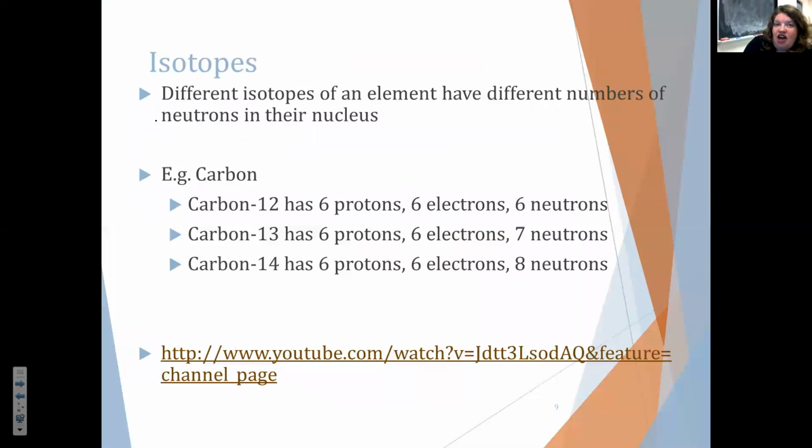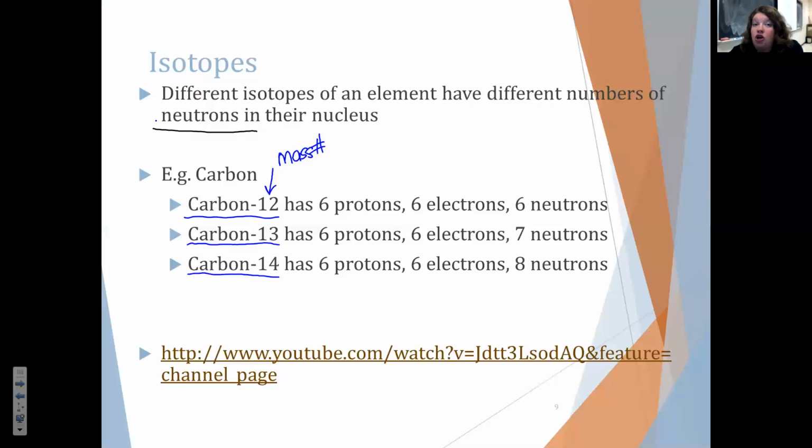But for some other elements, that can be relevant. Carbon is an example of an element that has 3 different versions, or 3 different isotopes. Isotopes differ in the number of neutrons in the nucleus. So we have 3 different isotopes of carbon, and we name them carbon-12, carbon-13, and carbon-14. They're named based on their mass number.